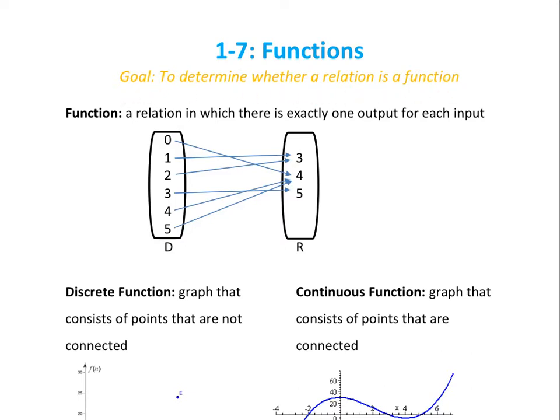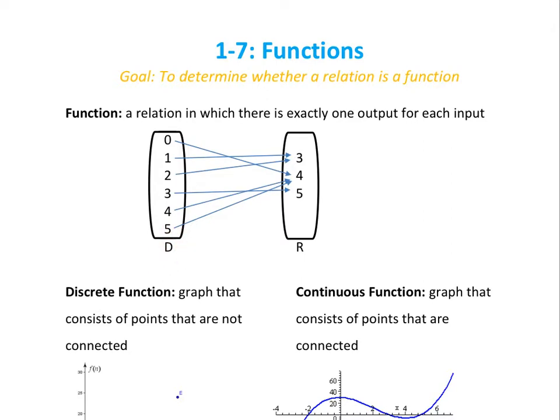So we're going to figure out when those relations, those sets of ordered pairs, also classify as a function. A function is a relation in which there's exactly one output for each input. Exactly one output for each input. So an input is the x's or the domain. The D stands for domain here.